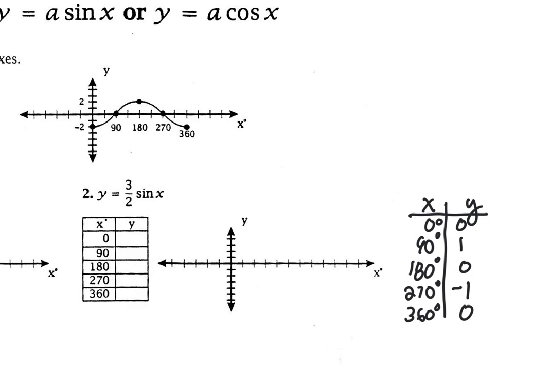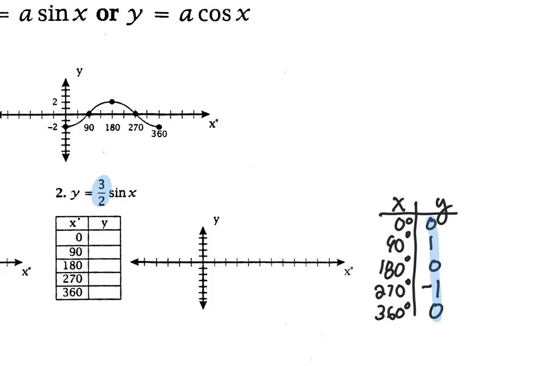So all I have to do to get my new y values for a graph like y equals 3 over 2 times sine x is take all of my original y values and multiply them by 3 over 2, or 1.5. Sometimes with fractions, I just turn them into decimals because decimals are a little easier to plot. So this would be the work you would show. And then we fill in our new y values.